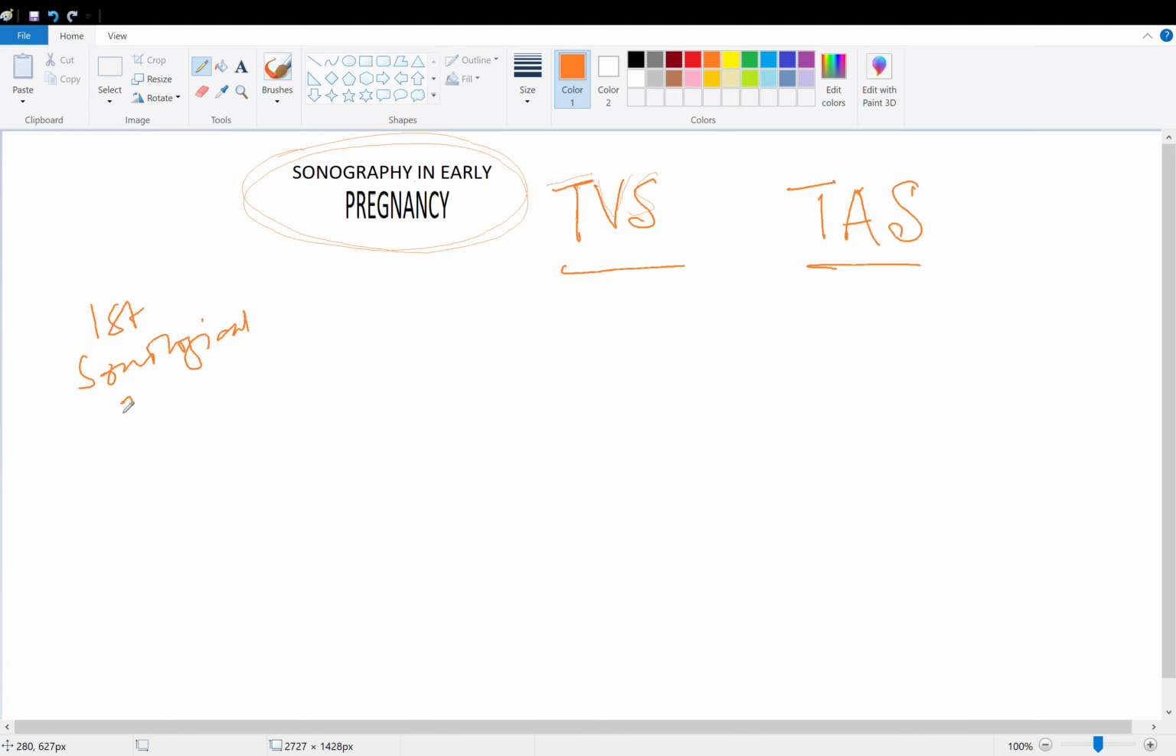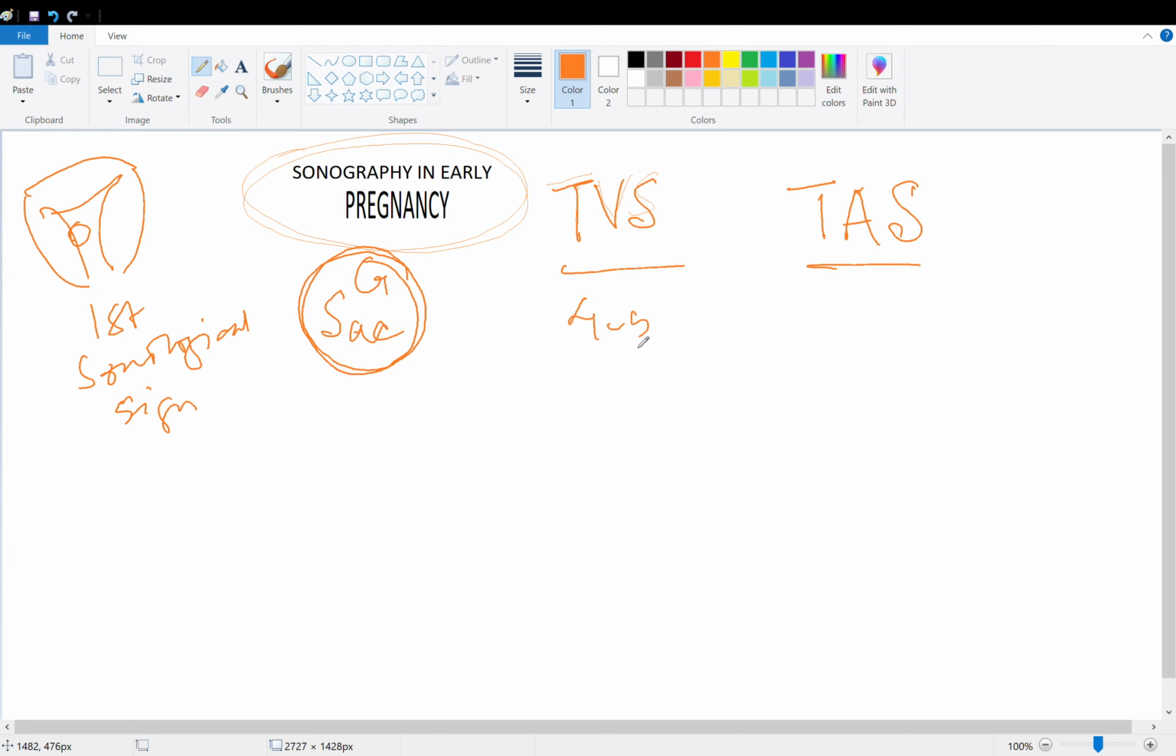is a small anechoic fluid collection within the endometrial cavity. Suppose this is the endometrial cavity and here is a small anechoic collection of fluid, and this is called a gestational sac or a G-sac, which is typically appreciated in a TVS by 4th to 5th weeks of gestation.